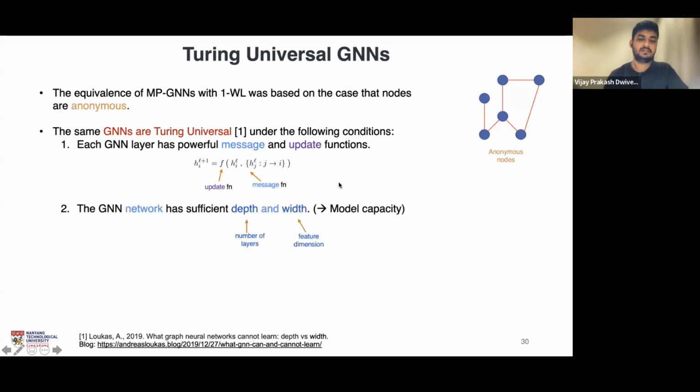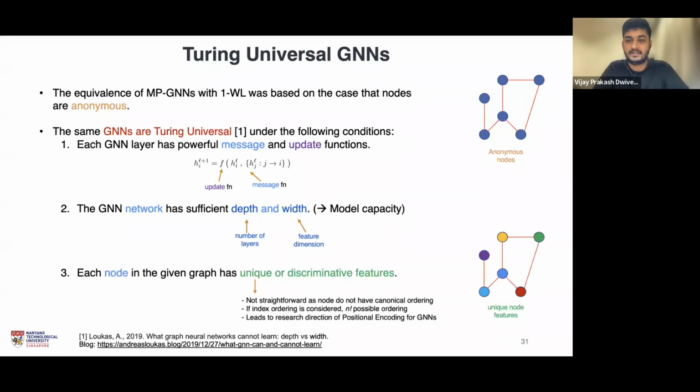In the second condition that is necessary, the network should have sufficient depth and width. By depth of the network, we mean the number of layers, and by width of the network, we mean the feature vector dimension at each layer. Collectively, the depth and width of the model is referred to as model capacity, which I will discuss later in the following slide. But for the network to be Turing universal, with the first condition and the second condition, it must have sufficient depth and width for the problem that is being tackled.